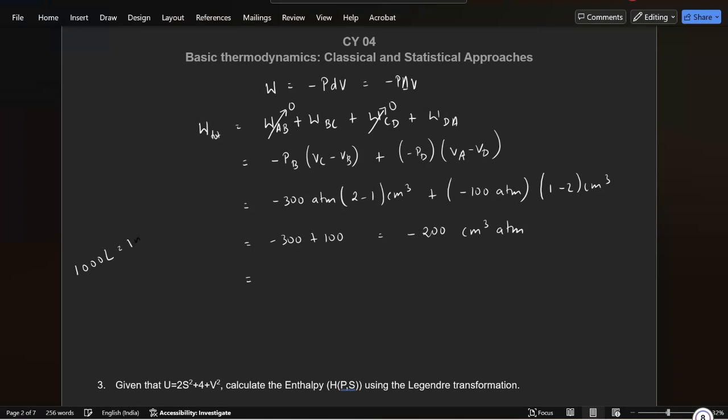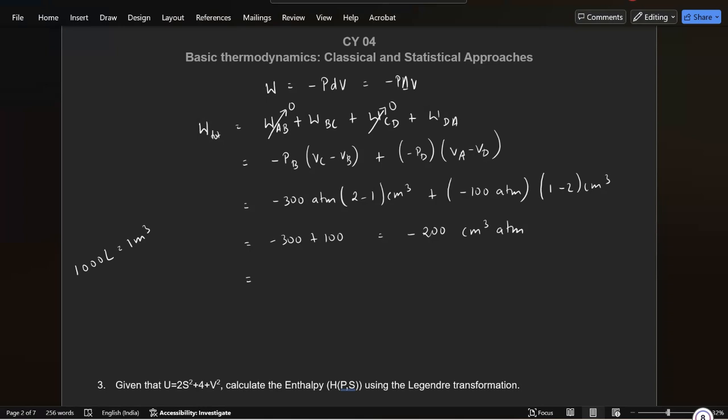1000 liter is equal to 1 meter cube. I think I'm correct there. Just check once. Yes, 1000 liter is equal to 1 meter cube.